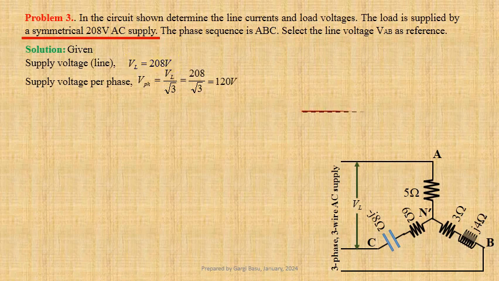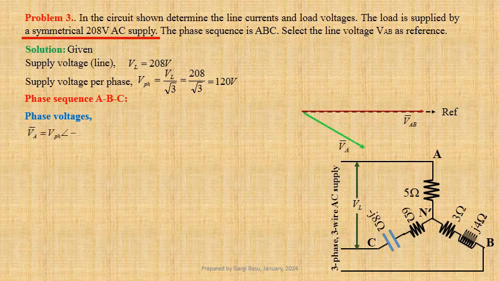Taking the line voltage VAB as reference for phase sequence ABC, we can write phase voltage VA equals V phase at an angle minus 30 degree, that is equal to 120 volts at an angle minus 30 degree. In Cartesian form, this may be written as 103.923 minus j times 60 volt.